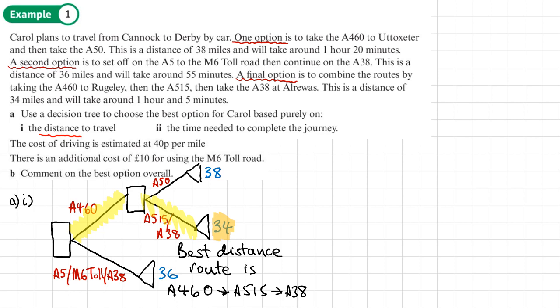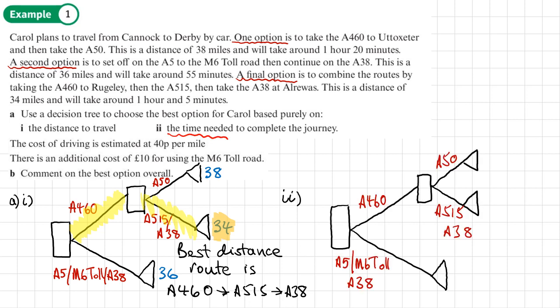Now we'll move on to looking at the best option in terms of time. So it's going to be a similar payoff matrix, but rather than have distances on there, we're going to have times. Okay, so I've just copied out the same diagram again, because this is all the same. All we're changing now is time, and the payoffs now are going to be times rather than distances.